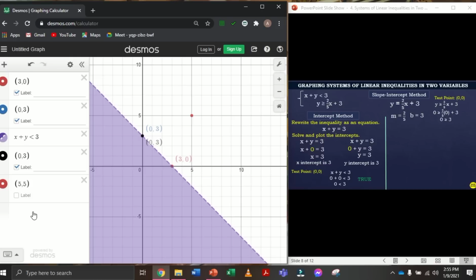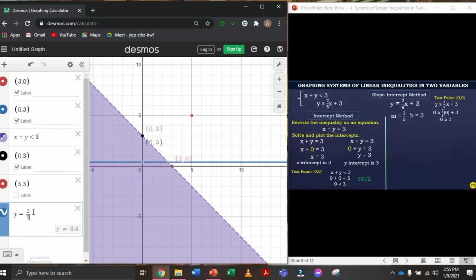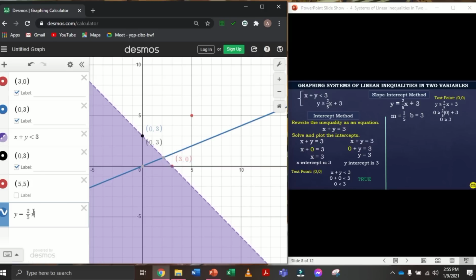Now, para makonect natin ito, i-graph natin ito. Si y equals 2/5 x plus 3. Okay. So, ayun na. Na-connect na natin si 0, 3 at yung ordered pair natin na 5, 5. Lagyan natin ng label. Ayun.